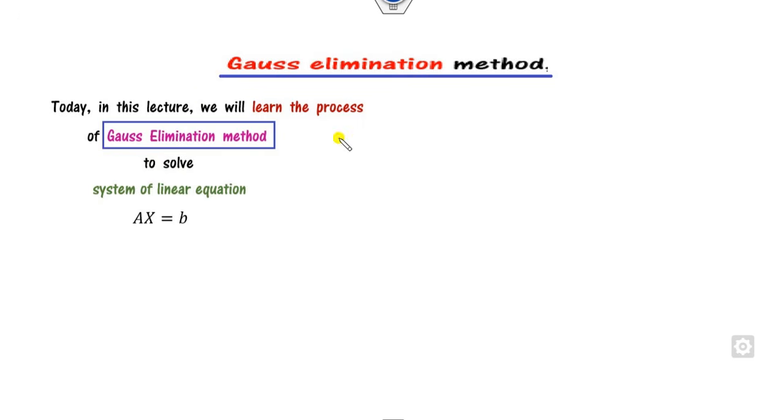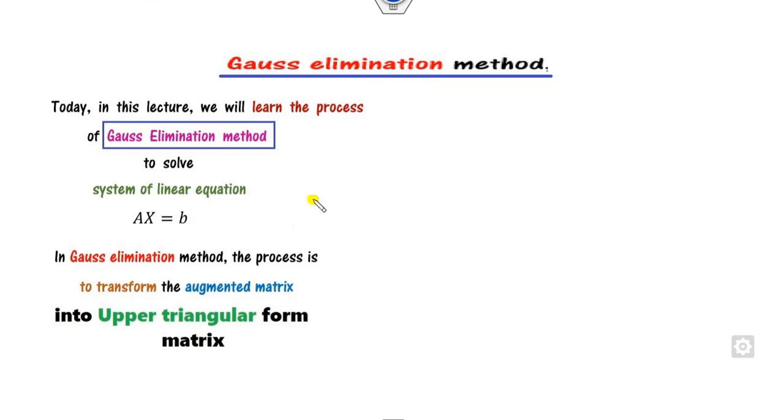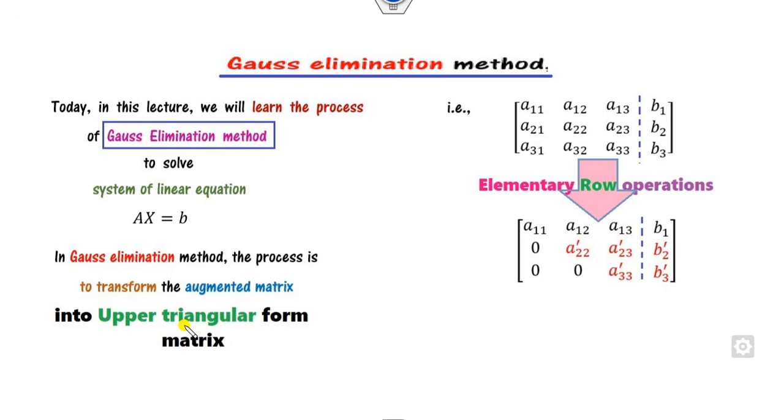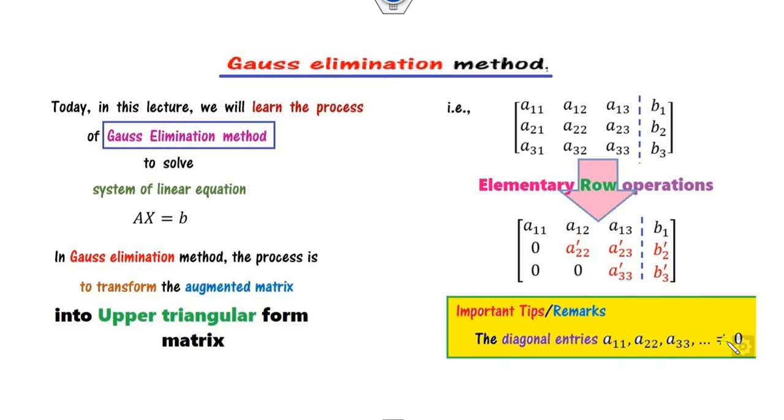Now, what is the Gauss elimination method? As we discussed in our last lecture, this is the method for solving the system of linear equations Ax = b. In this method, you have to convert the augmented matrix into the upper triangular form. For example, if this is your matrix A, then you apply elementary row operations like R2 minus 3R1, R3 minus 1/2 R1, and so on, and convert these values to 0. Make sure each of the diagonal entries is non-zero.